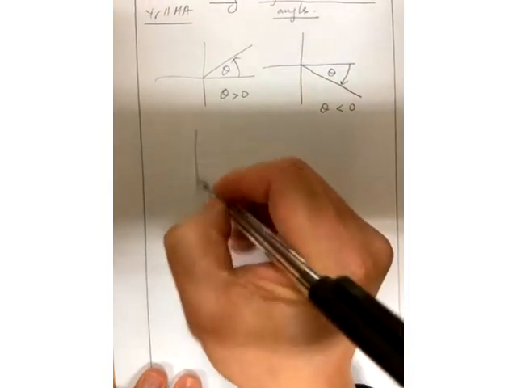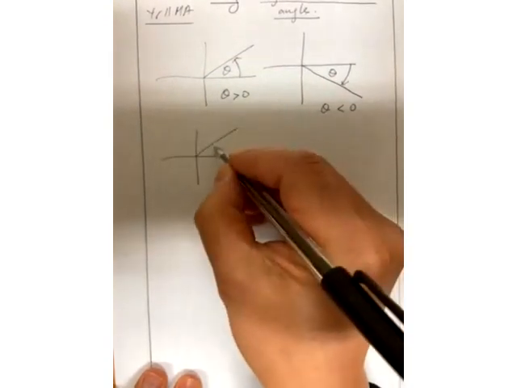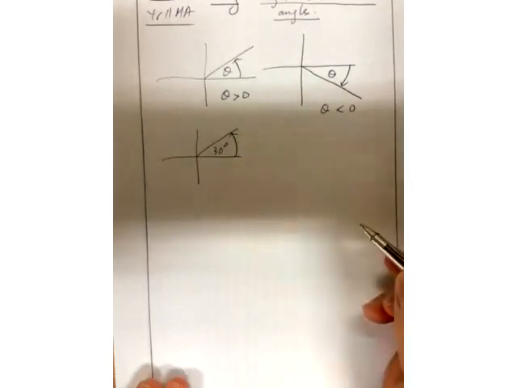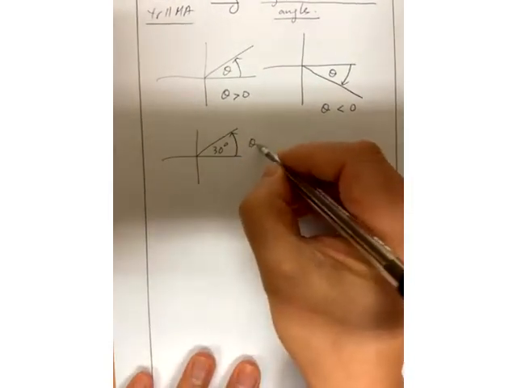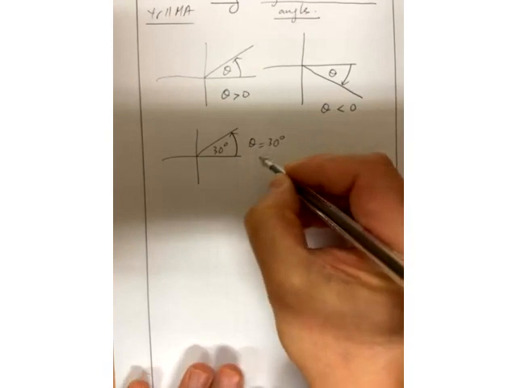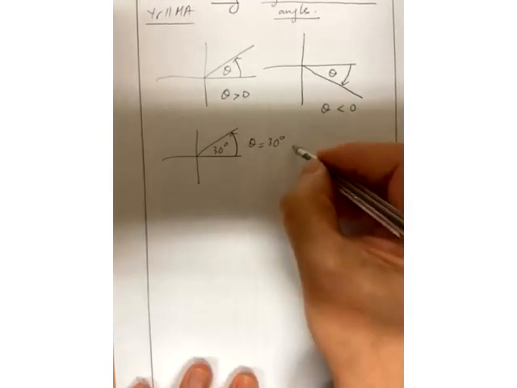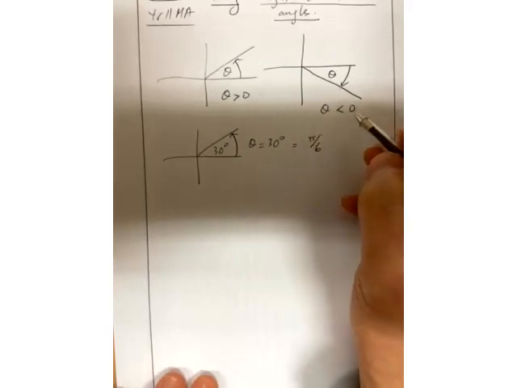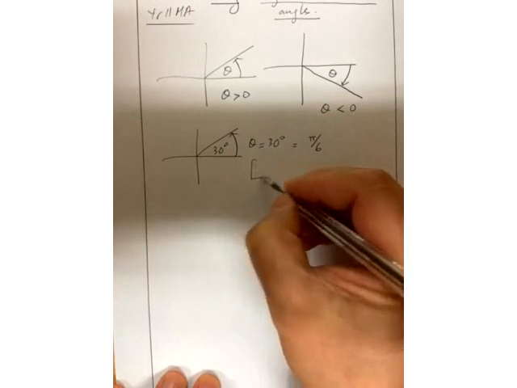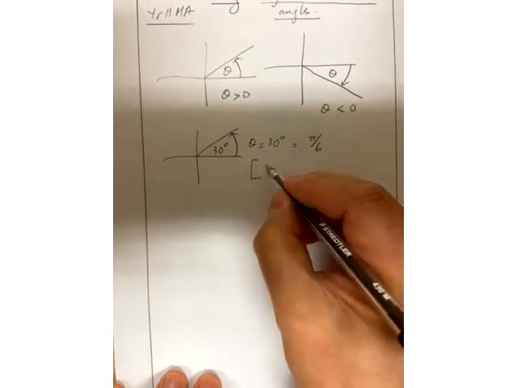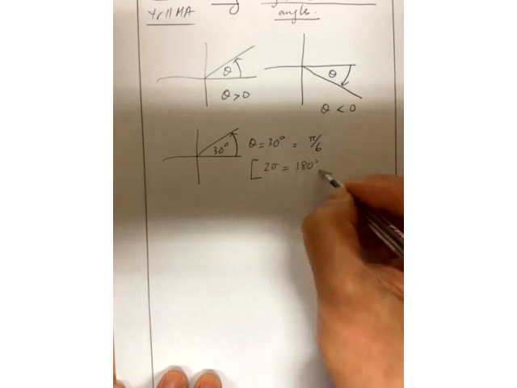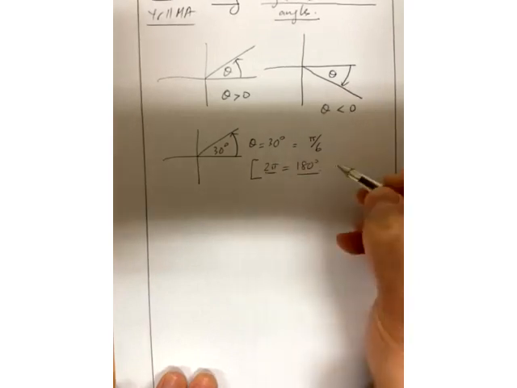If you have, let's say, 30 degrees, then looking at it from that point of view, your angle is 30 degrees. Let me convert that to radians while I'm at it. If you remember radians, that's equivalent to pi on 6 radians. The whole basis of radians is that 2 pi is equal to 180 degrees. So 2 pi radians is 180 degrees.